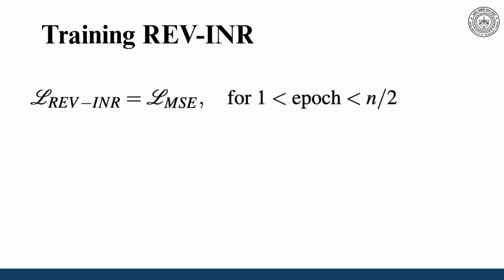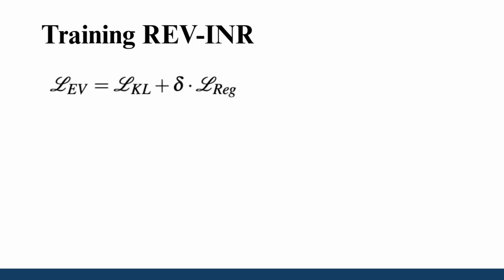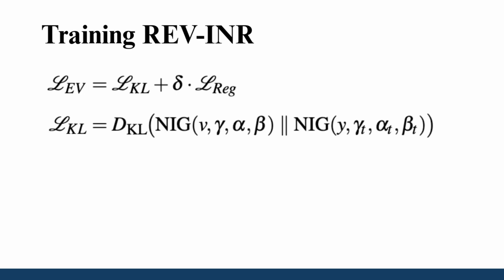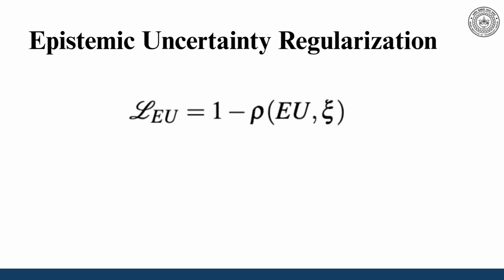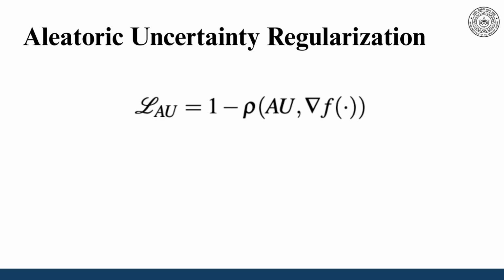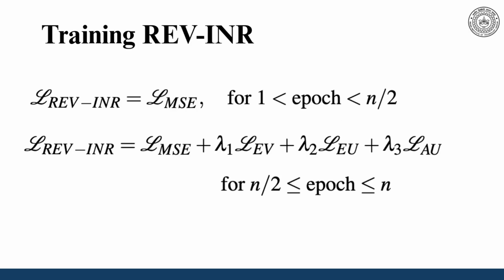We first optimize mean-squared error to ensure strong scalar value reconstruction. Then, we introduce an evidential loss that aligns the predicted normal inverse gamma distribution with a low uncertainty target using KL divergence, while penalizing overconfident predictions through an evidence regularizer. To make uncertainty interpretable, we propose 2 regularization terms. Epistemic uncertainty is encouraged to correlate with prediction error, and aleatoric uncertainty is aligned with local gradient magnitude to reflect inherent data variation. We train the model in 2 phases, first with MSE for stability, and then with all loss components, ensuring both high reconstruction quality and reliable uncertainty estimates.